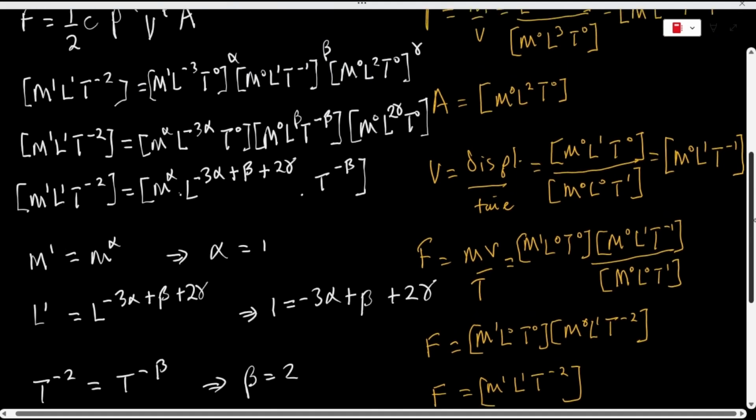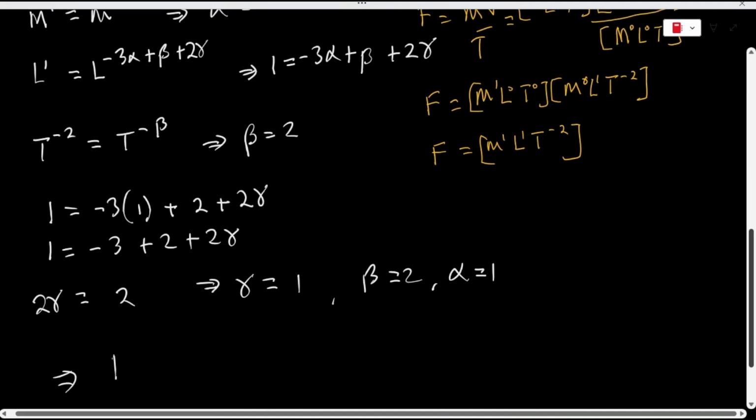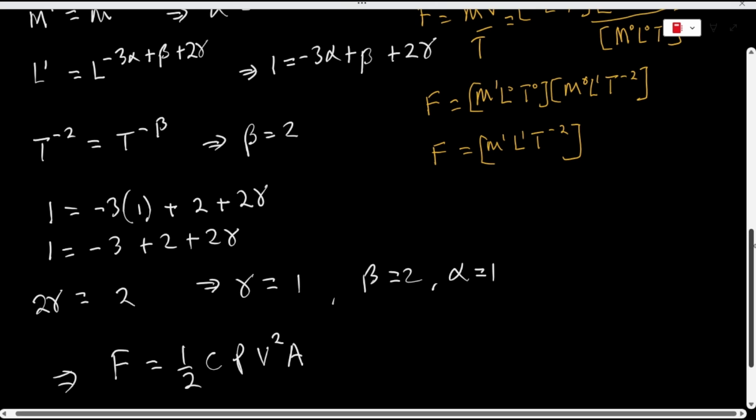So it implies that when we do the inputting, the formula is going to be, so this is the formula for the force that the moving car experiences, which is due to the air resistance. So that is the formula.